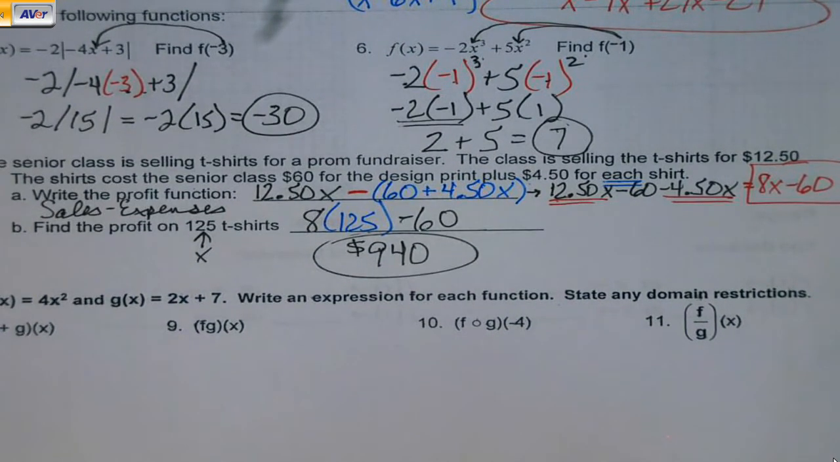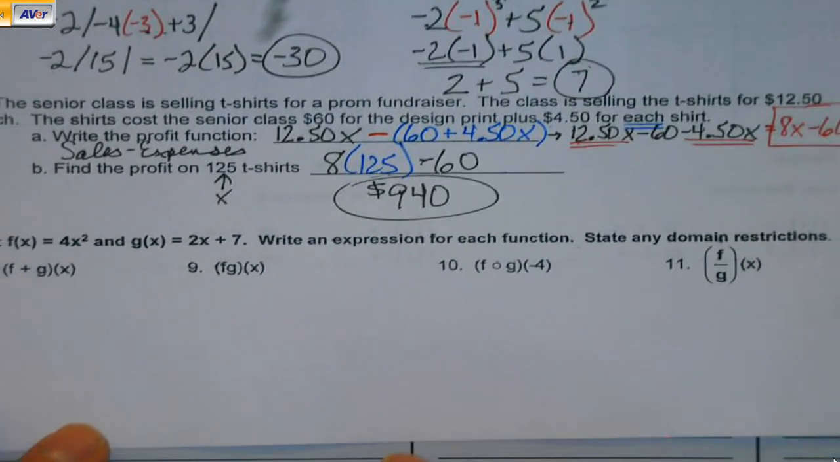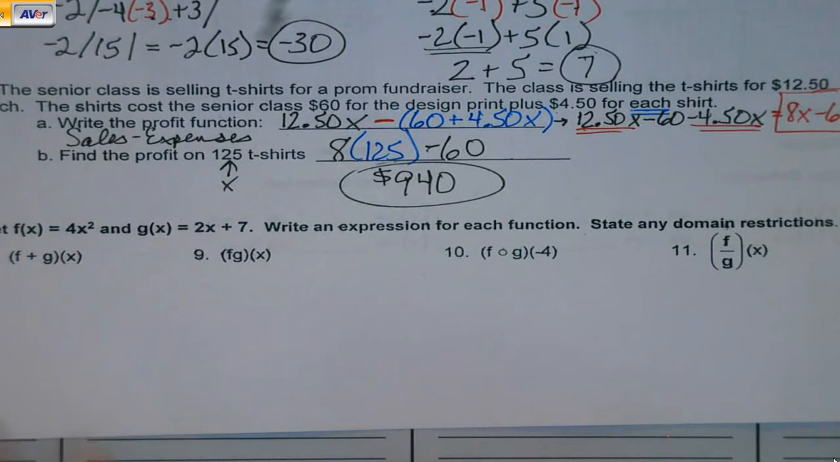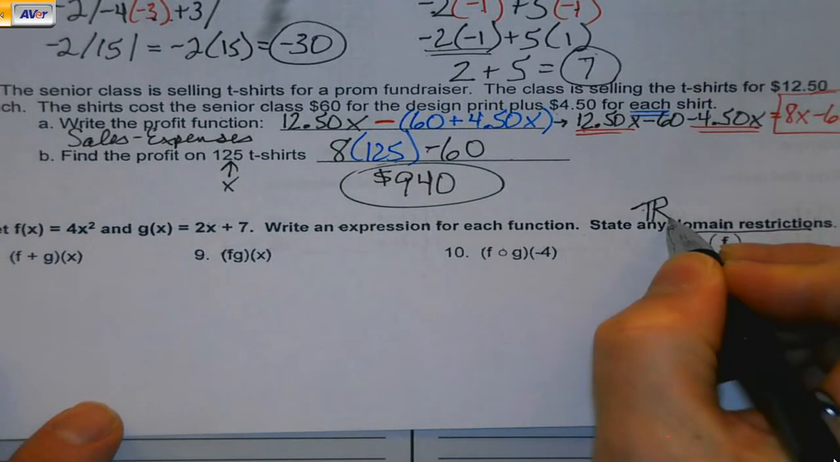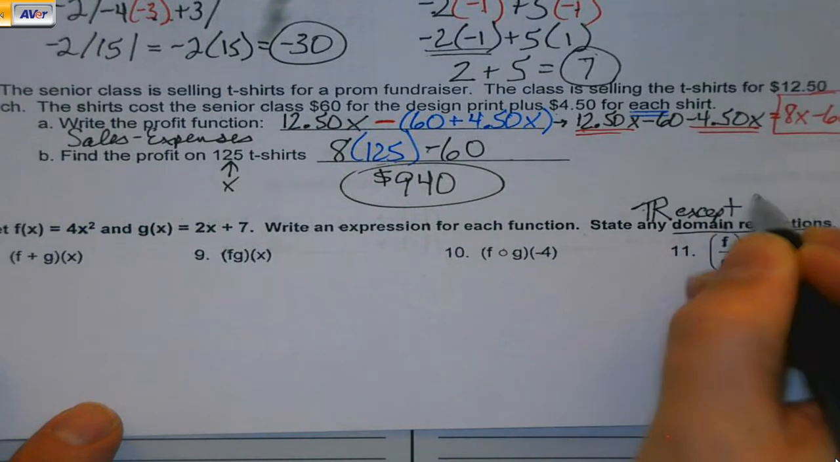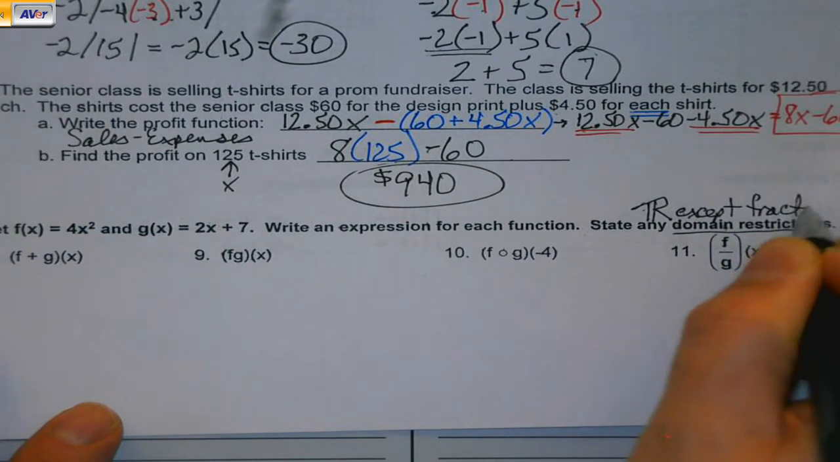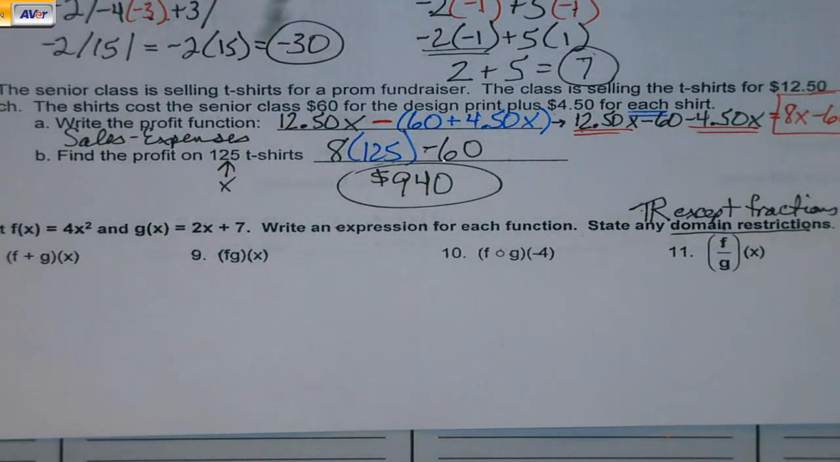So that's what we're on the lookout for there. Then we get into our function notation that we were doing earlier this week. Write an expression, state domain restrictions. Remember, domain restrictions is basically going to be all reals except fractions for our purposes, just to kind of get my brain thinking about this a little bit.